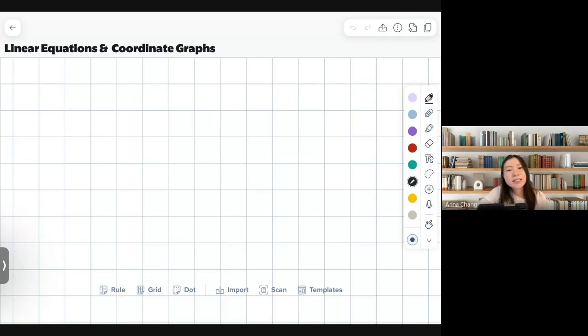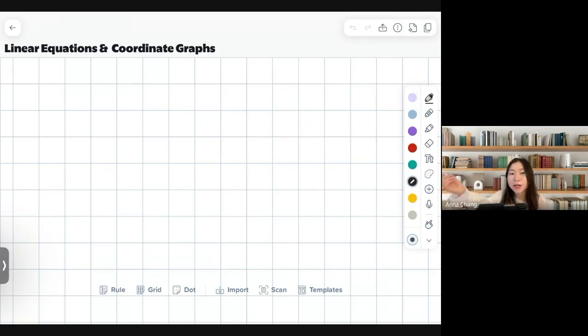Hello, everyone. In this lesson, we're going to review linear equations and coordinate graphs, which is a really big topic on the CSET exam. We're going to be expected to understand how linear equations represent relationships between two different variables and how those relationships can be displayed on the coordinate plane. So let's go ahead and get started.